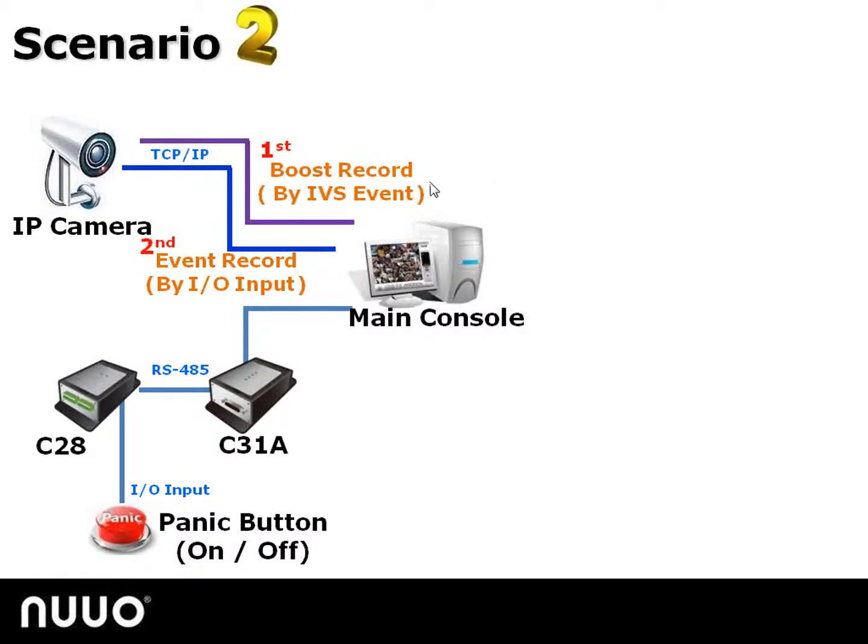The second scenario is to use the dual record function to have boost recording, which is triggered by IVS event, and another one is to have event record triggered by I/O input. The third scenario is to activate the smart guard by I/O input.